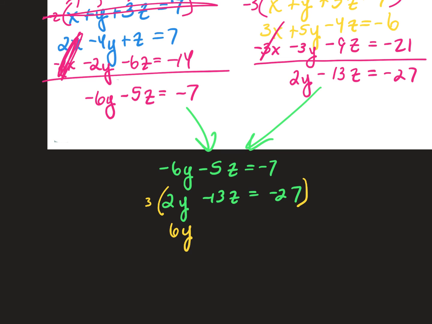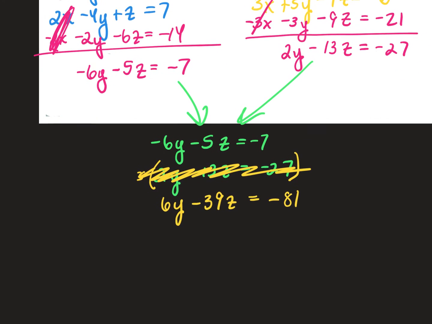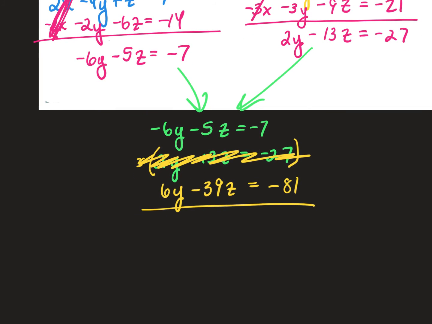You get 6y. Is that a minus? Yeah. Minus, what is that, 39z equals, what's 3 times -27? So -81. So if my y's are going to cancel out, I feel like we made a mistake somewhere, maybe not. 6y positive 6y, gone. What's -5 and a -39?